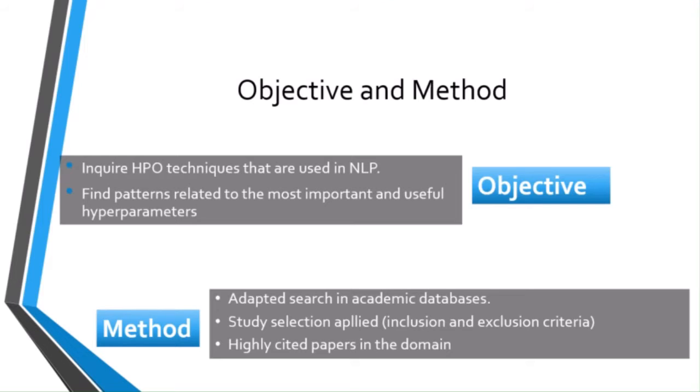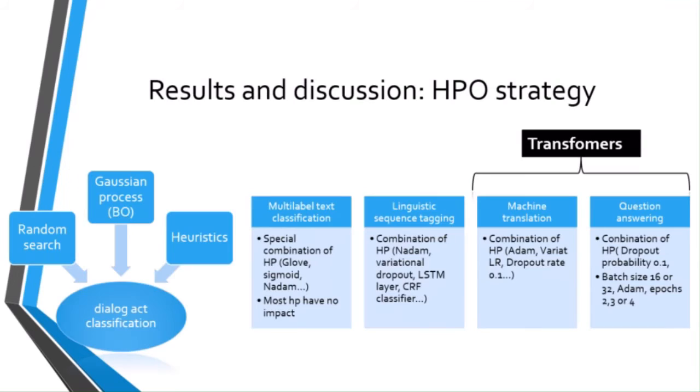The studies selected for this paper are the result of research in academic databases based on an adapted search equation. A study selection was applied on the resultant papers, with inclusion and exclusion criteria, as well as other criteria. They are highly cited papers in the domain of NLP dealing with hyperparameter optimization and published in highly respected journals and conferences in the domain of artificial intelligence.